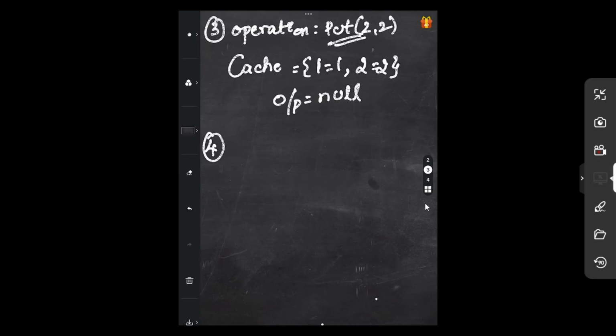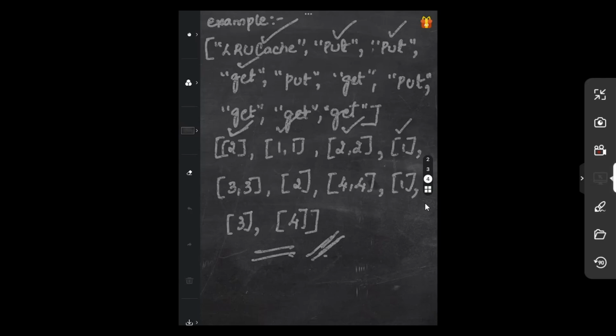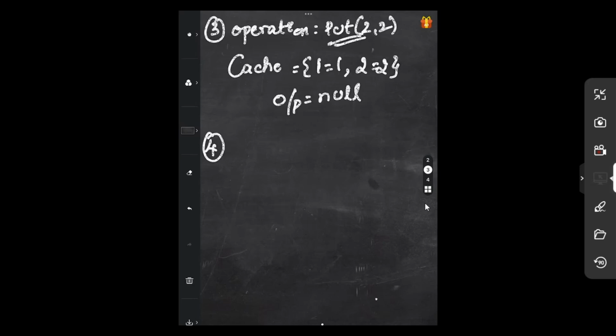Let's go with the fourth operation. In this case, they have mentioned get of 1. We need to consider get of 1, right? Let's consider operation get of 1 here. The key 1 exists in the cache. We are dealing with a get, not a put, so we can just retrieve the value based on the key. We have already discussed this. So return its value 1.